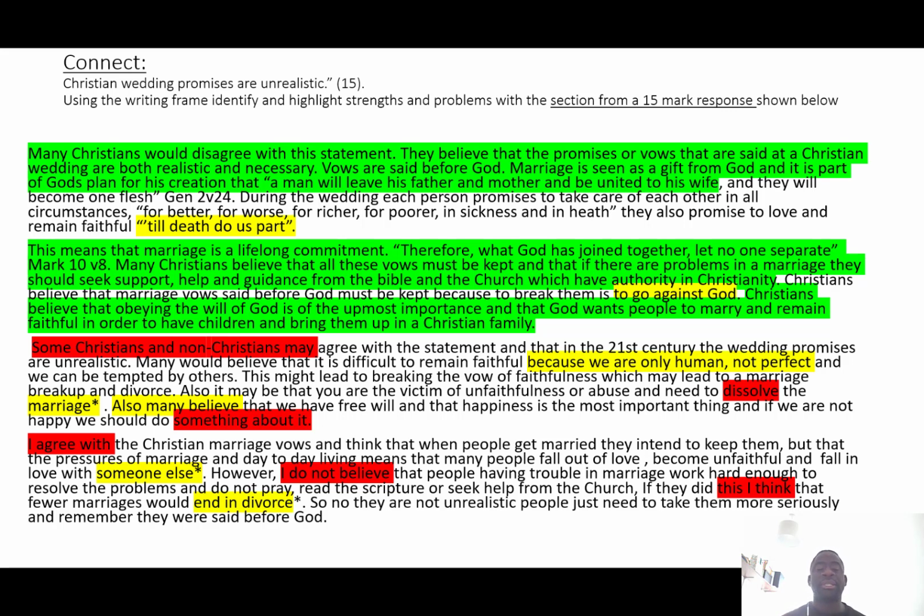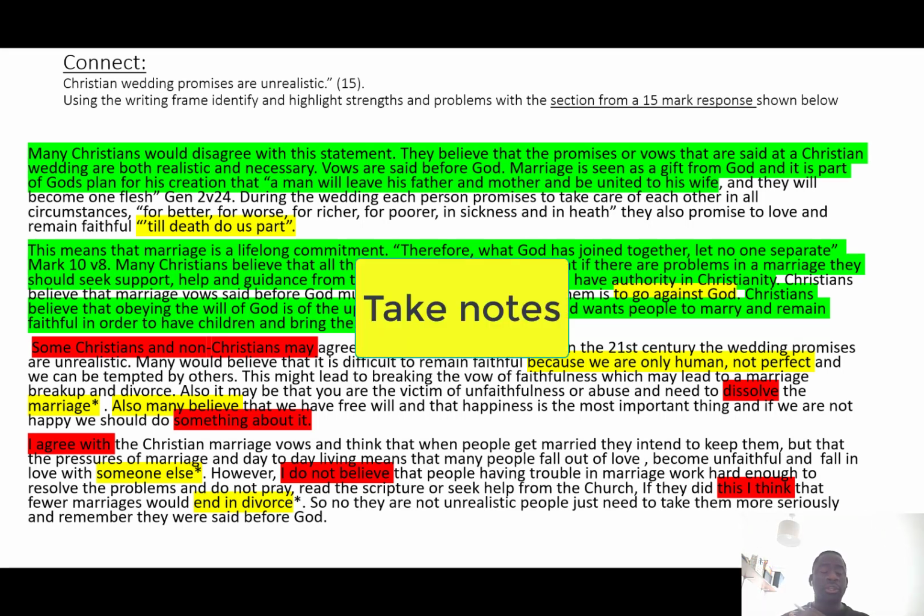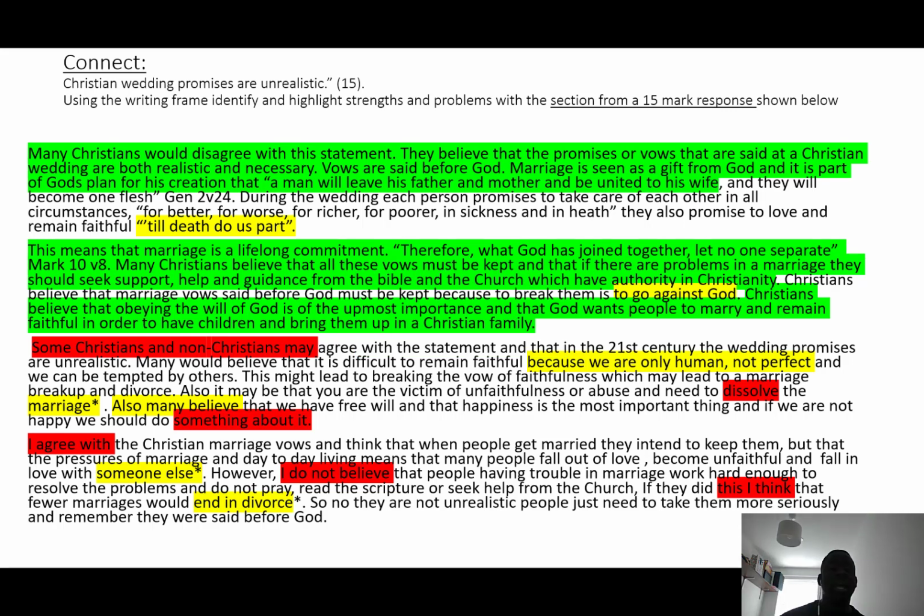Let's look at the next red section. It says, "Also, it may be that you are a victim of unfaithfulness or abuse, and you need to dissolve the marriage." Now, you don't need to dissolve the marriage. The subject-specific word you're looking for is absolve. You absolve the marriage. This is where a person gets married, and the priest in Catholicism wipes out the marriage covenant as though it had never happened. So they don't just break it or remove it, they absolve it. They absolutely remove it as though it had never happened.